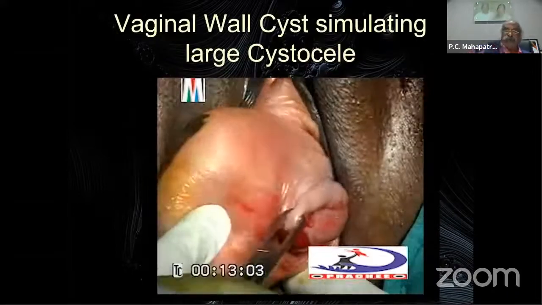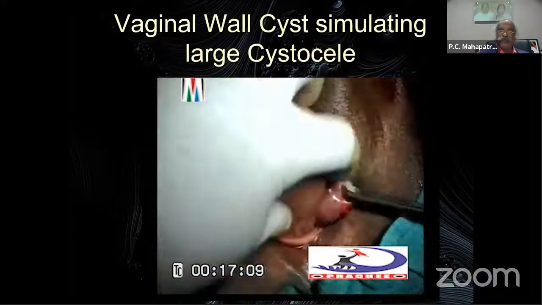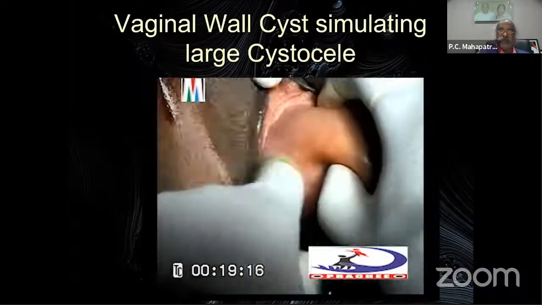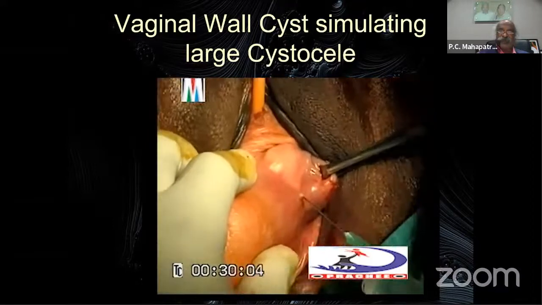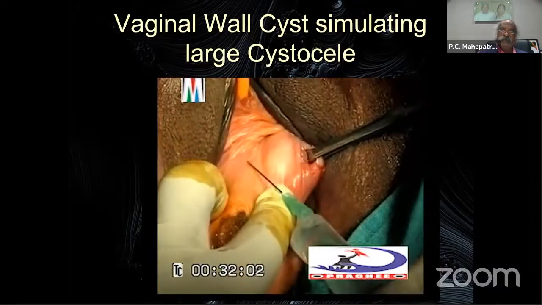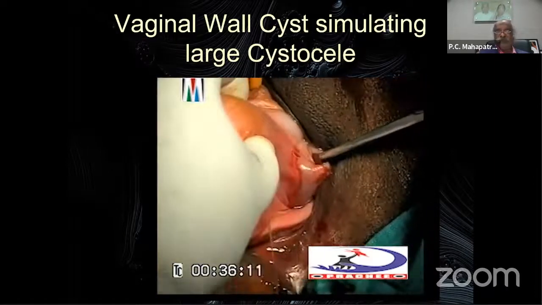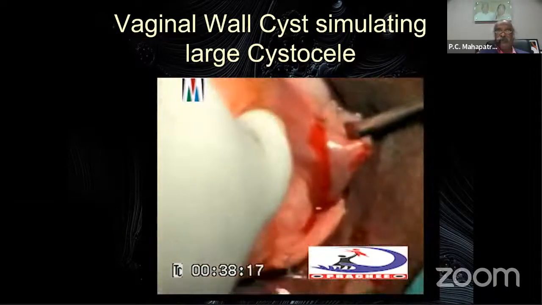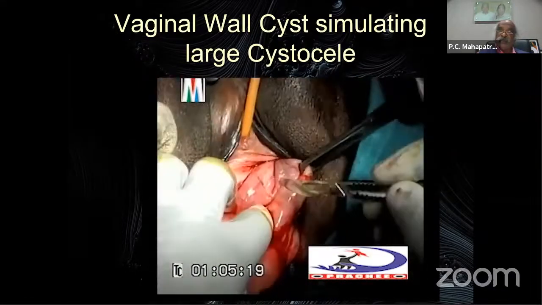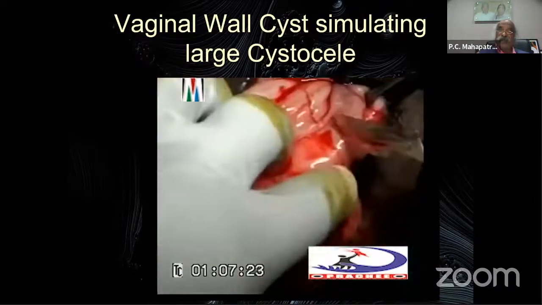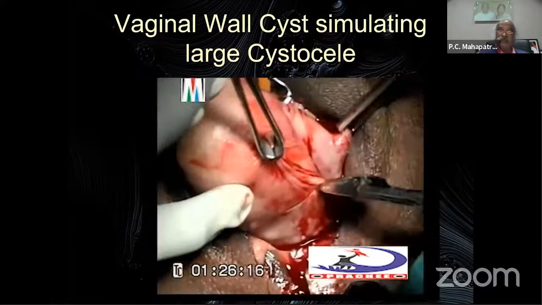Now, this is a case where the previous records say large cystocele and first degree descent, with the cervix just peeping at the introitus. To me, when I examined, it is not a case of that. It's just the characteristic keratinization of the vagina because it is exposed for a long time. It is not a case of bladder. It is a case of a vaginal wall cyst, which simulates a cystocele.